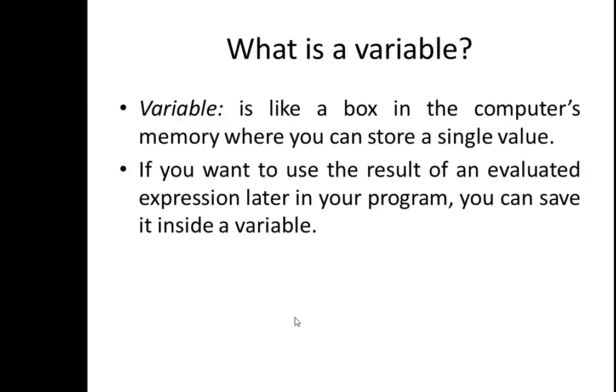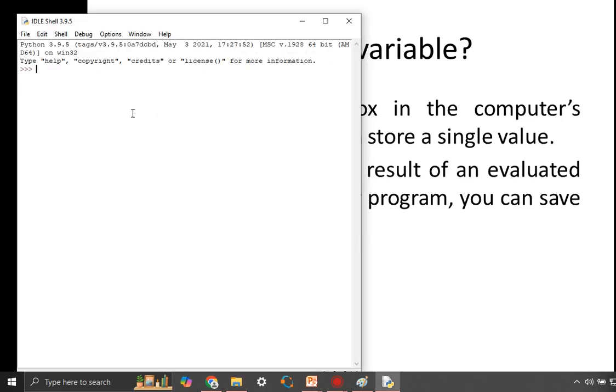So for example, let's go to the IDLE terminal. If I have an expression like this, what is the output for it? Now I want to use this output sometime later. So what I can do is use a variable for storing this value. I can save the value of 2 plus 2 inside a variable called a. So now when I type a, I'm going to get the value 4.